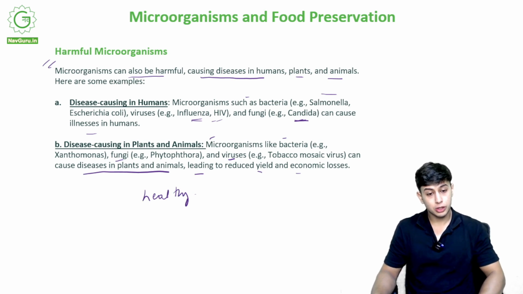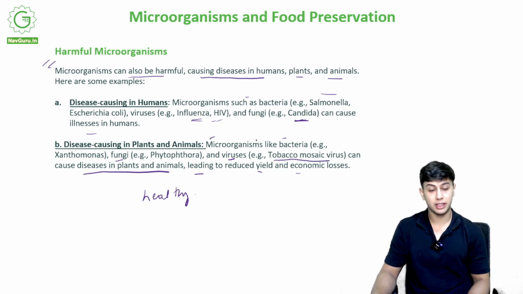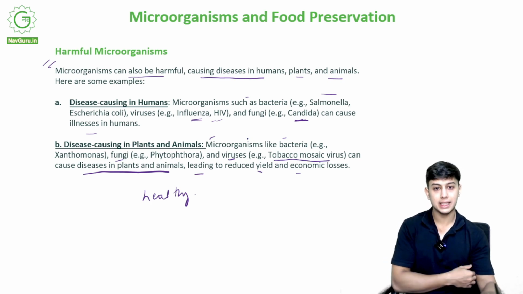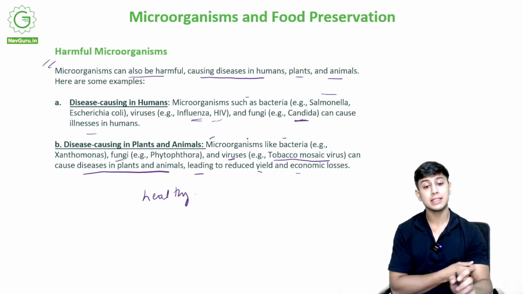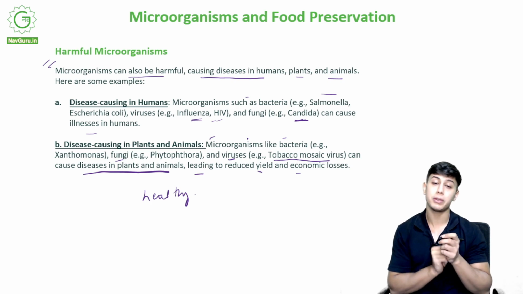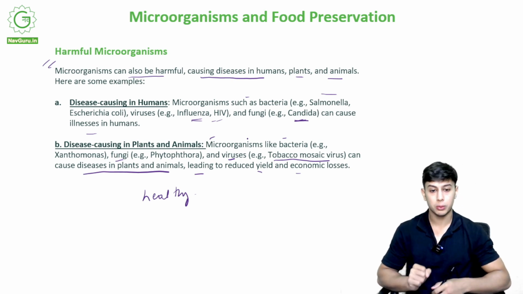Okay, so tobacco mosaic virus. There is a virus in the tobacco plant. It is called tobacco mosaic virus. It is not present in all tobacco plants, but this is the name of the disease that can happen through viruses to the tobacco plant.